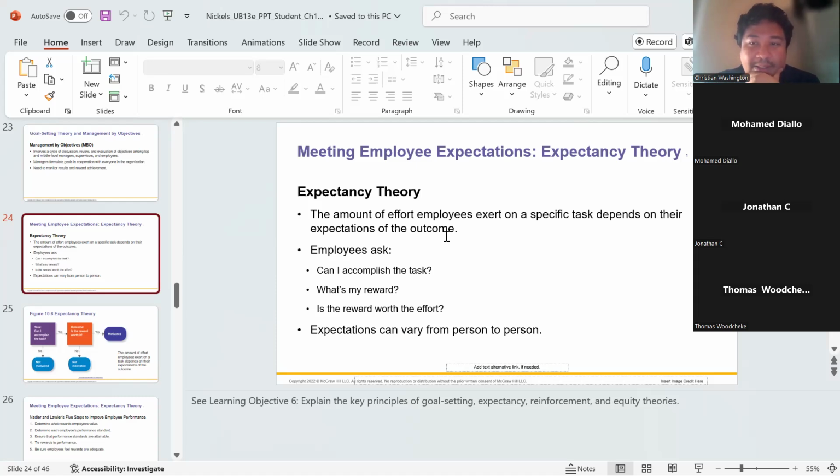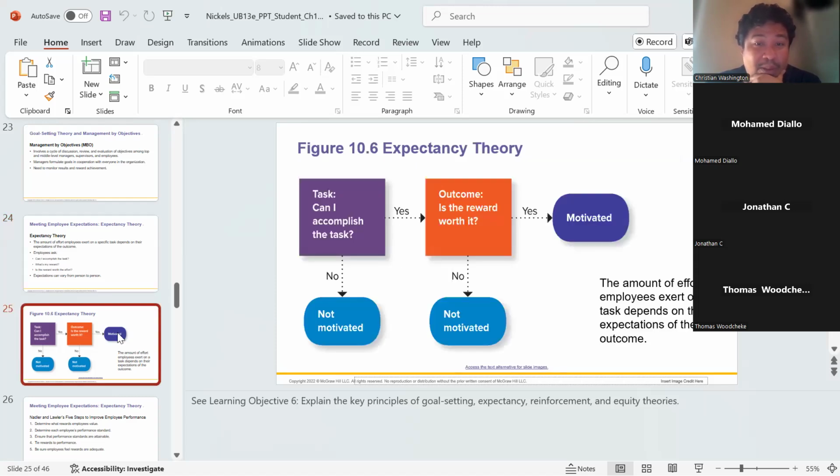So I think the expectancy theory kind of grounds you in that reality of, can we do this? How? So to me, that's an important theory. So this is sort of the process.